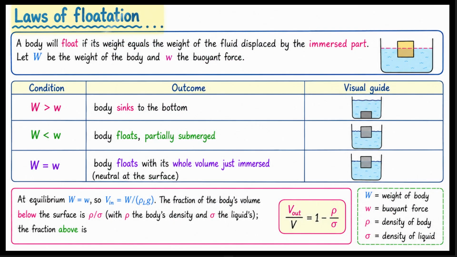When does a body float? The next question is the simplest one. When does a body float? A body floats when its weight equals the weight of the liquid displaced by its immersed part. Let W be the body's weight and W be the buoyant force. Three possibilities cover every case.